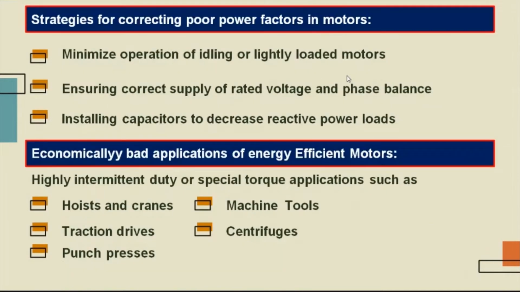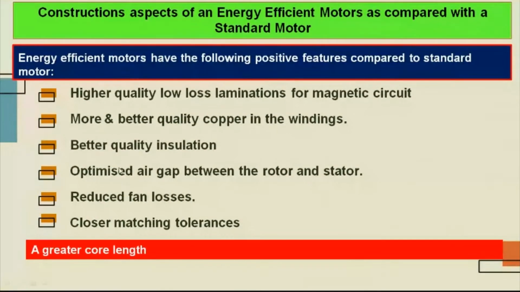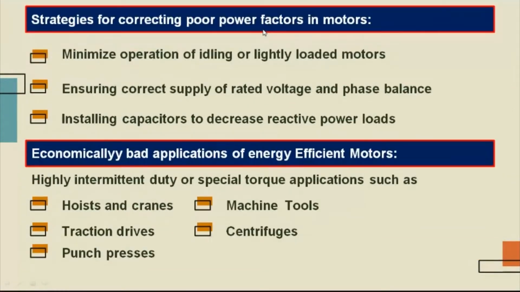We have seen that there are reduced fan losses in the case of energy efficient motors, and that we should appropriately place the energy efficient motor with respect to the applications. There are some places where it would be economically bad to employ energy efficient motors: hoists and cranes, traction drives, punch presses, machine tools, centrifuges. This we have seen yesterday.